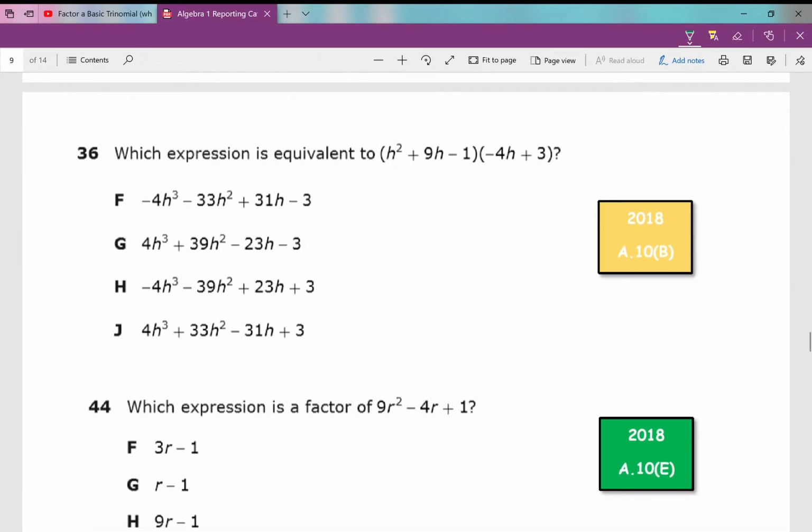All right, number 36. Which expression is equivalent to, what do? We store in 2 for the value of x. Oh, look, I have h as my variable. Well, you know what? Let's replace h with x on our calculator.